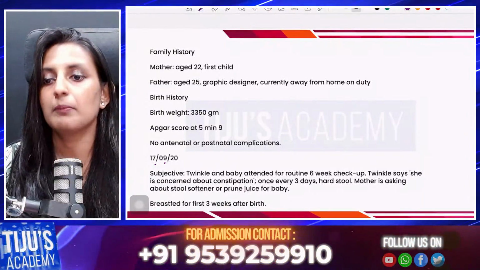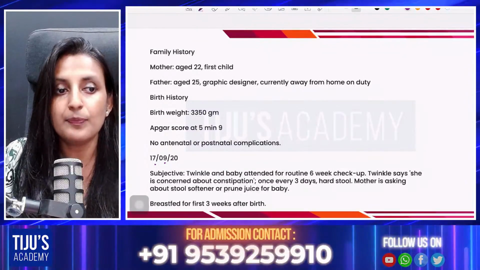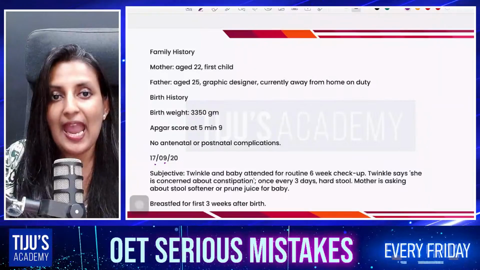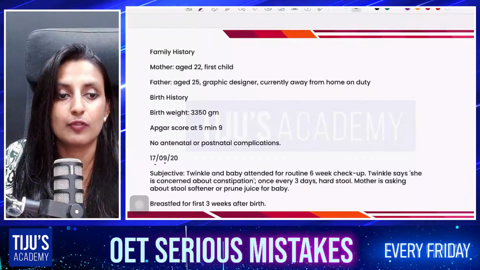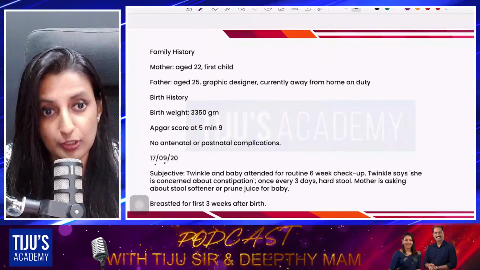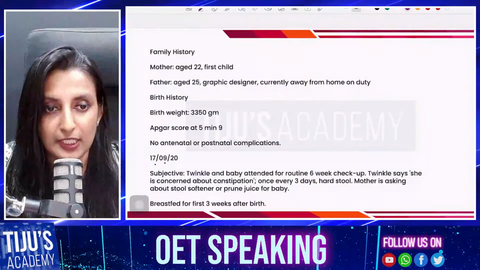So today the mother took this baby to a clinic or maternal child health service center, and she said that she is concerned about the constipation of the child and she is requesting a stool softener for the baby. And this has happened today, that is 17 September 2020.